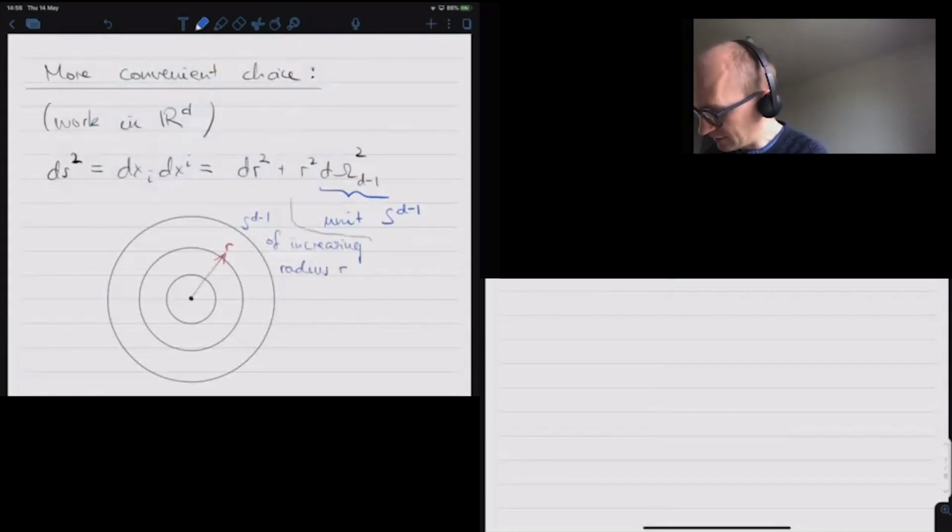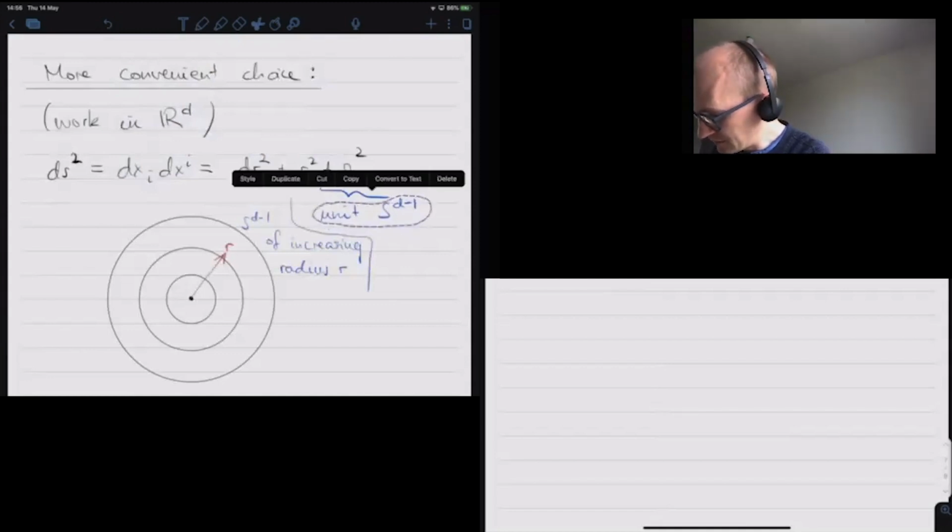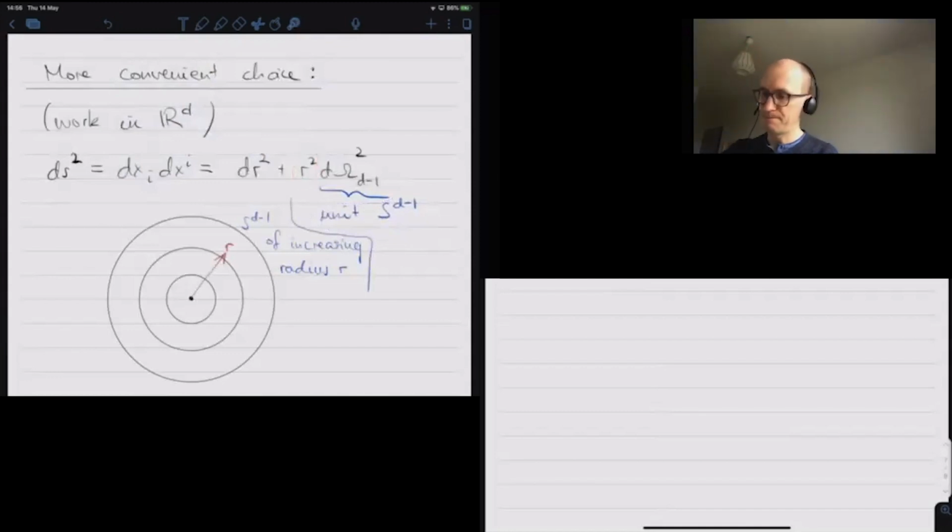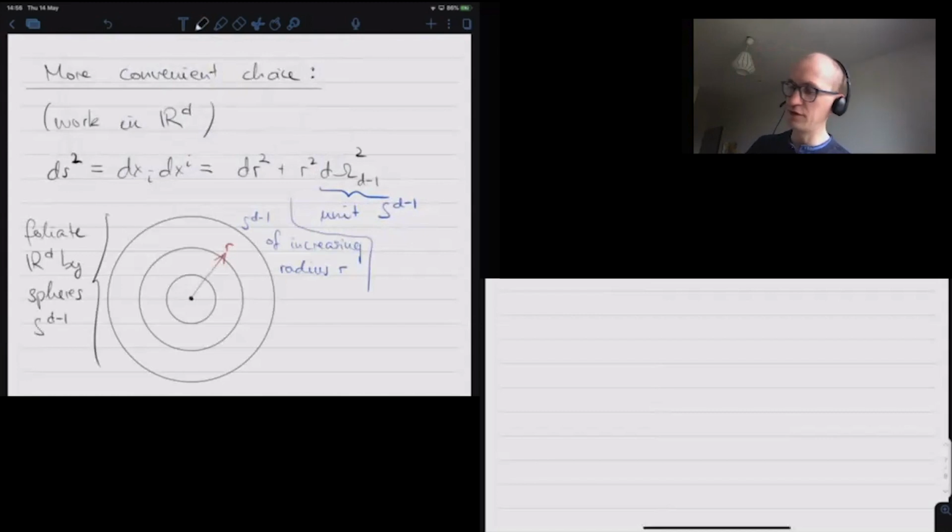Okay, why is that? Because on each R, as I said, we put a unit S^{D-1}, and then its physical size is given by this r squared here. So to draw back the line to what we had before, this is a foliation. So now we're foliating R^D by spheres S^{D-1}. We're of course free to do that. This is just right now on the level of the metric.